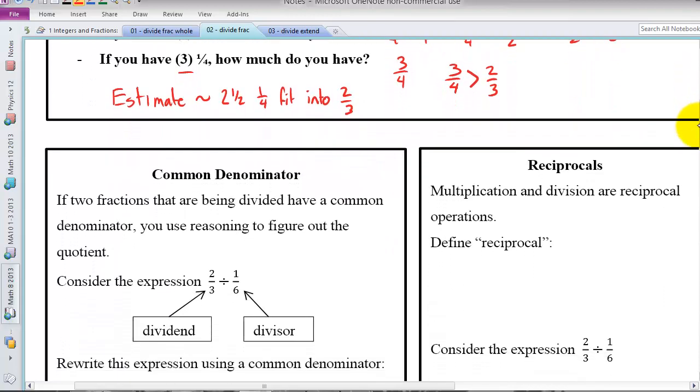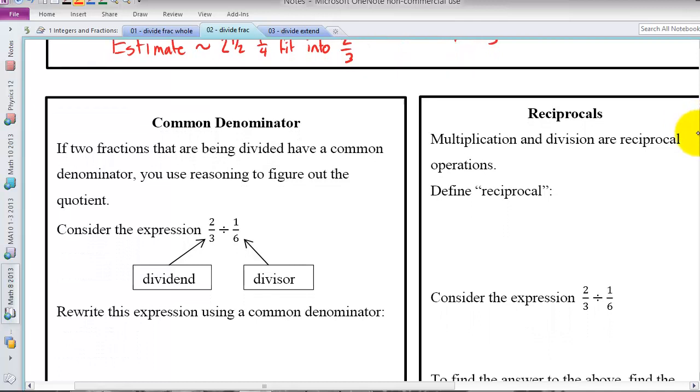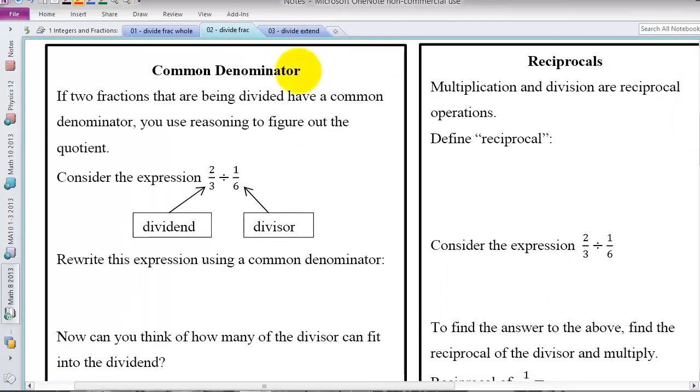Now let's look at two ways we can get to an answer with these kinds of questions. The first thing we can consider is the idea of a common denominator. If we have two fractions that are being divided and they have a common denominator, we can use some reasoning to figure out the quotient, or the answer. So consider 2/3 divided by 1/6, where this is the dividend and this is the divisor. I'm going to rewrite this expression using a common denominator. 2/3 times 2/2 is 4/6, so this is exactly the same as saying 4/6 divided by 1/6.